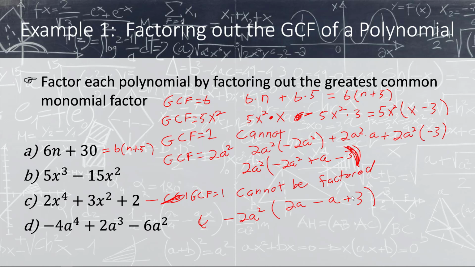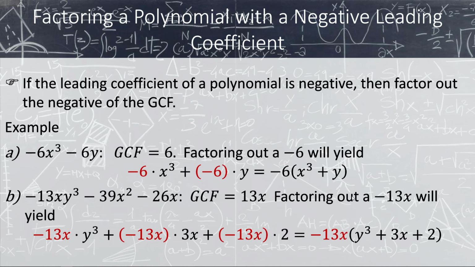Suppose that you have a polynomial where the leading coefficient happens to be negative. Then instead of factoring out the greatest common factor, we want to factor out the negative of the greatest common factor. For example, here we have negative 6x cubed minus 6y. The greatest common factor happens to be equal to 6, but we want to factor out a negative 6 instead.